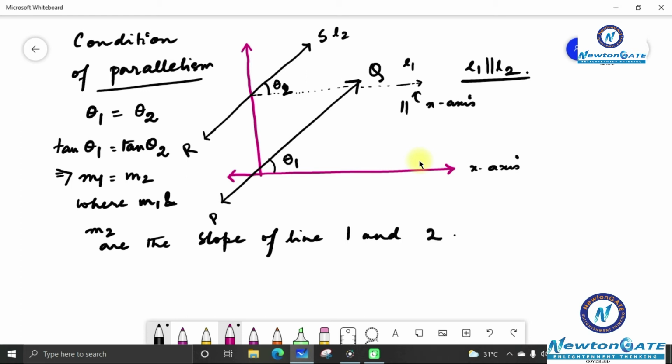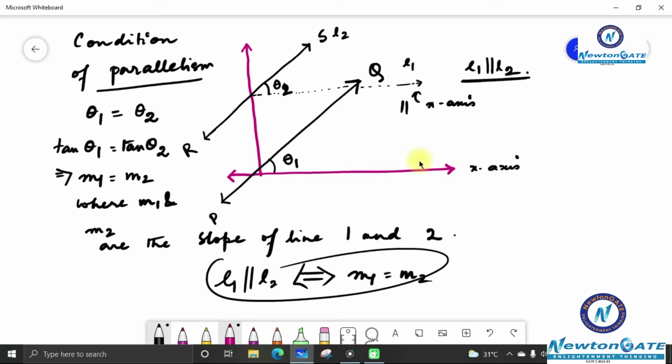So, by that we conclude that if L1 is parallel to L2, then double implication M1 is equal to M2. This double implication implies that if M1 and M2 are equal, then the lines have to be parallel, or vice versa. That is, if two lines are parallel, their slopes have to be the same. So this was the condition of parallelism.